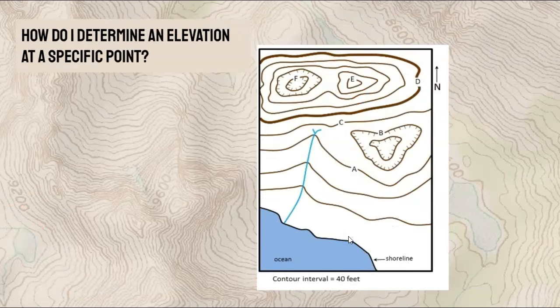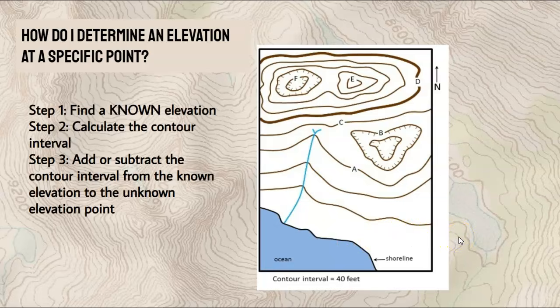Okay, our next example, we're going to look at how we determine the elevation at one specific point on a topographic map. So in this particular map, we're looking at finding a known elevation as our first step. In this case, it's going to be our shoreline. Our shoreline is going to be 0 feet in elevation. Step number 2, we're going to need to calculate the contour interval. We're lucky on this map, it already gives it to us as 40 feet.